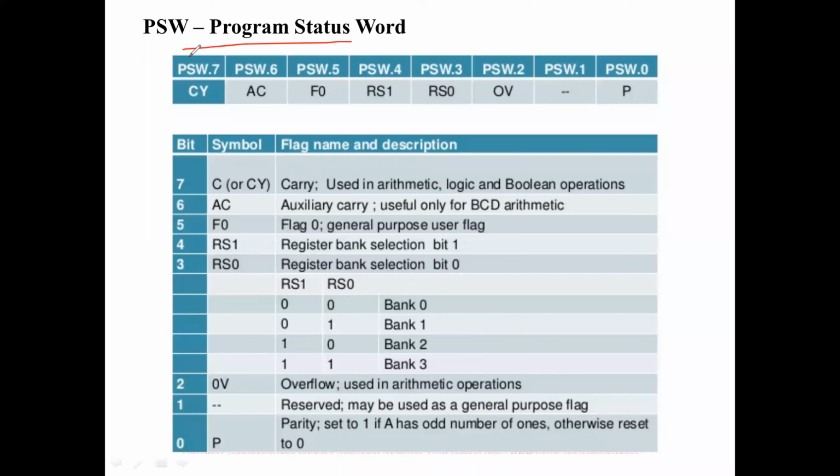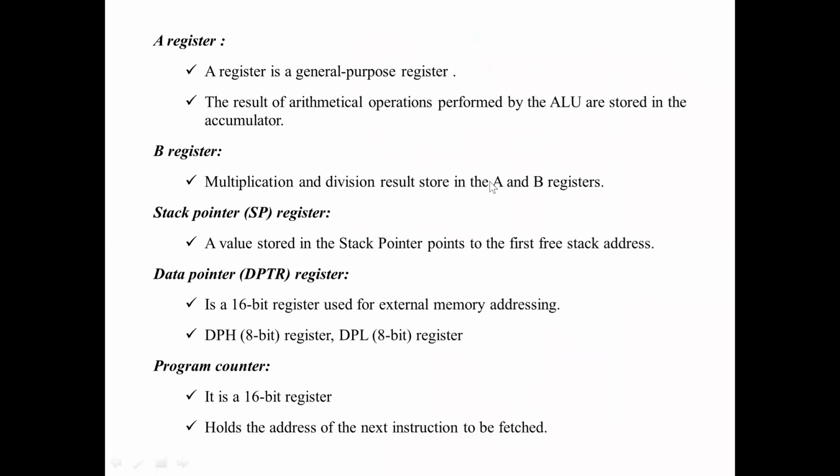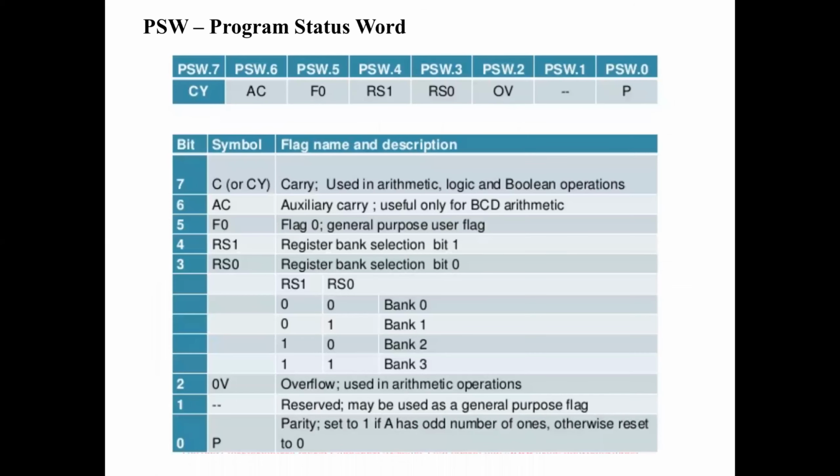Coming to the program status word, PSW, which is one of the registers in the architecture. If you want, I will get back to the architecture also. Where is this PSW? Here it is. What is the main purpose of this PSW? For any operation done by the ALU, it will store the status. What is the status? If you add two numbers, there is a possibility of carry. Also, if you add two numbers, the result can be 0 or something else.